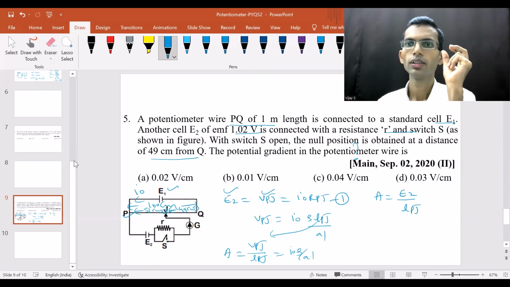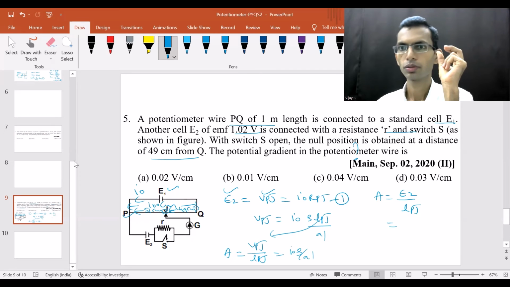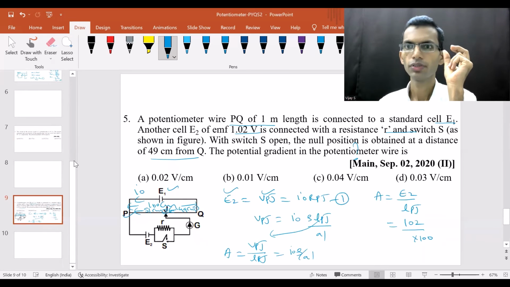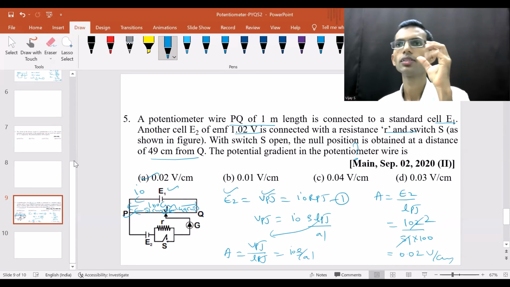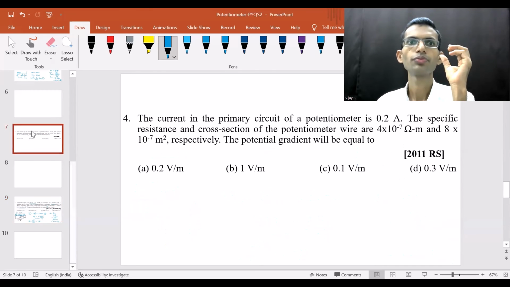He gave E2 value as 1.02. When we remove the decimal point, we get 100 below. LPJ is how much? 51 centimeter. So 2 by 100, that is 0.02 volt per centimeter. Which option satisfies? That is the answer. Let us move to next question.